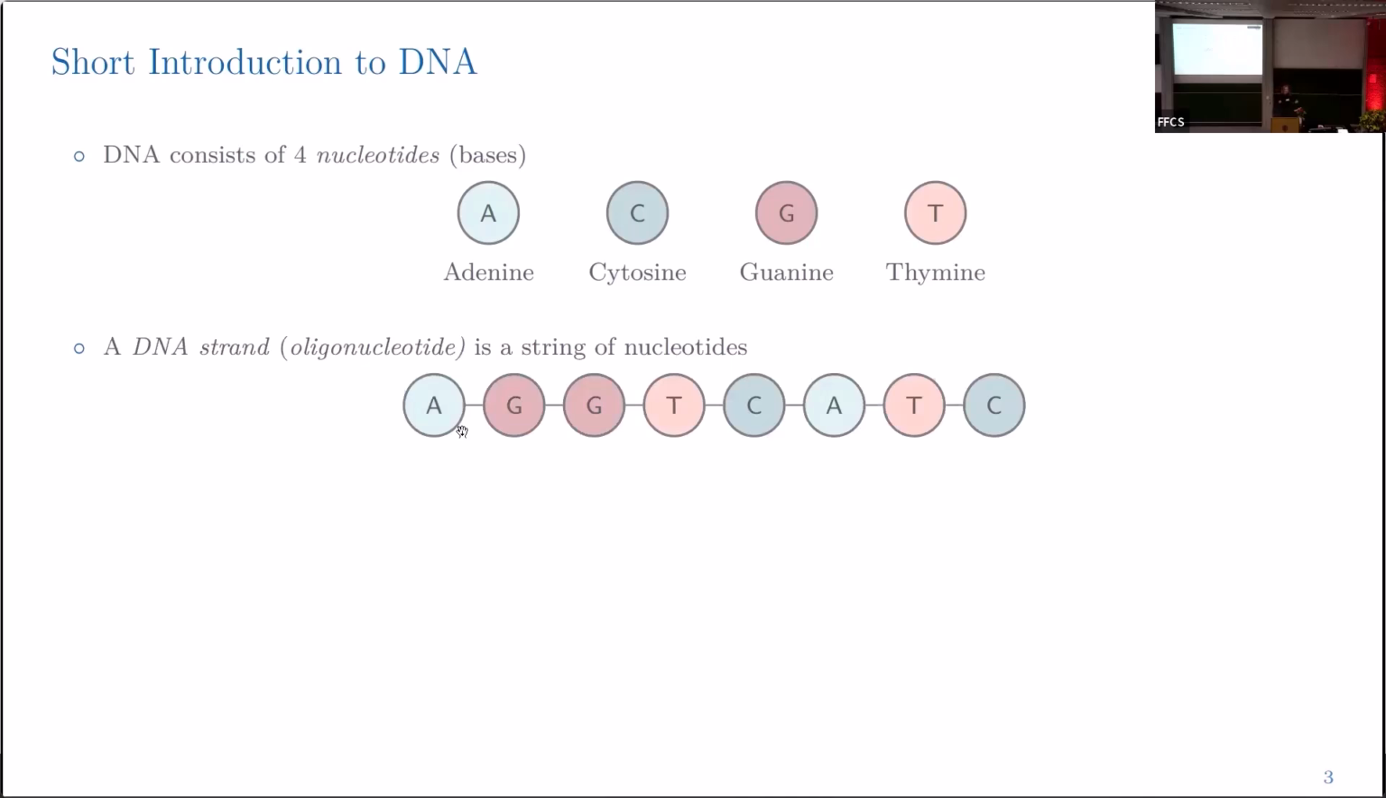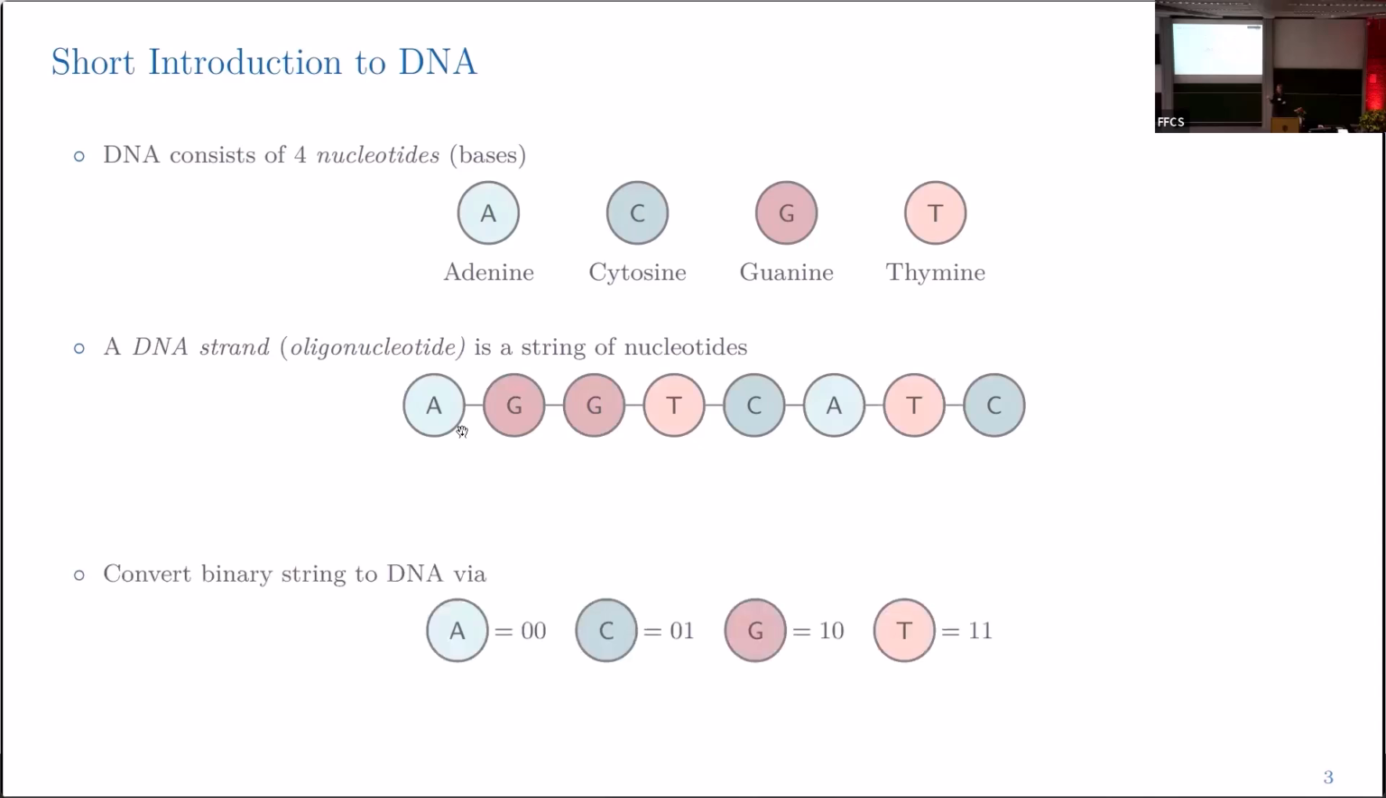And now I am speaking of digital data, or let's say usually we work with binary strings, and we want to put these or convert these into DNA. So we can just choose a conversion however we like. For example, I can say A is 00, C is 01, and so on. And then I can convert any binary string like this into a DNA string, as simple as that for now.